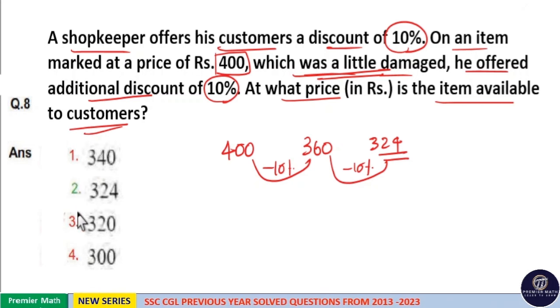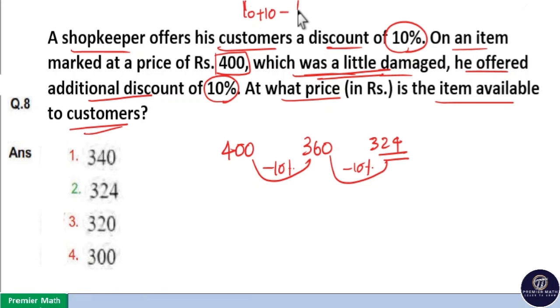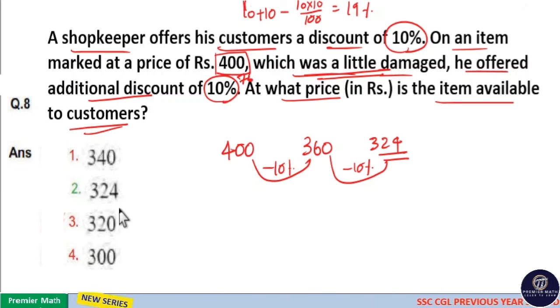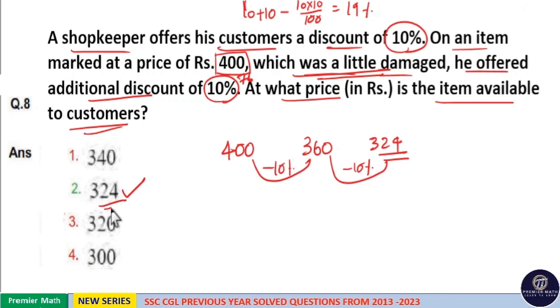Here you can also use the successive discount formula, that is 10 plus 10 minus 10 into 10 by 100, which is equal to 19%. 19% of 400 is 76. So 400 minus 76 is equal to 324. So in this way also you can calculate.